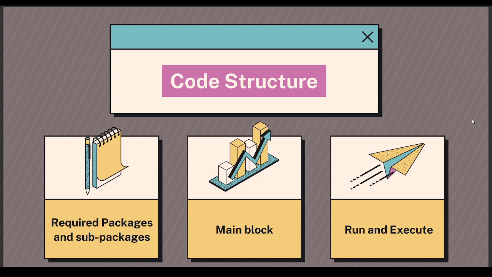Coming to the second one, the main block. In this main block we will be writing our entire code, whatever code we want to write, here in this main block. And coming to the last one, run and execute. So how to do this?